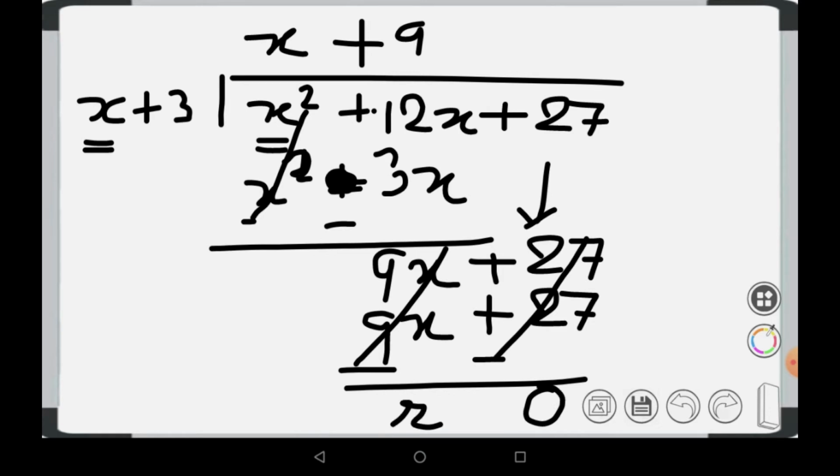This is your remainder. This is the quotient. This was the divisor, and this was the dividend. Okay, let us take one more example.